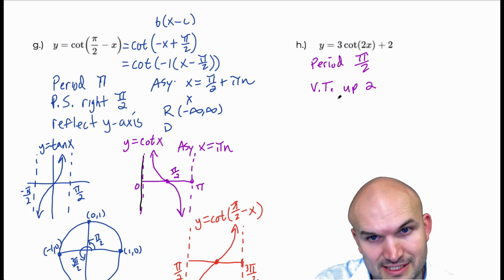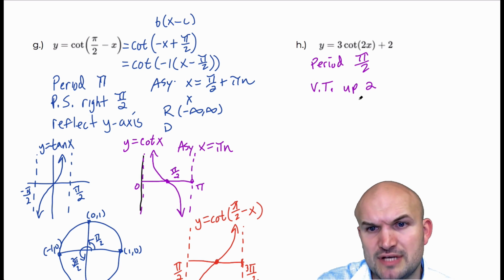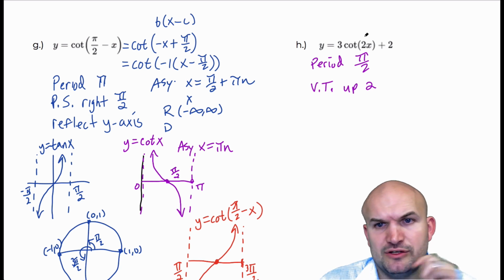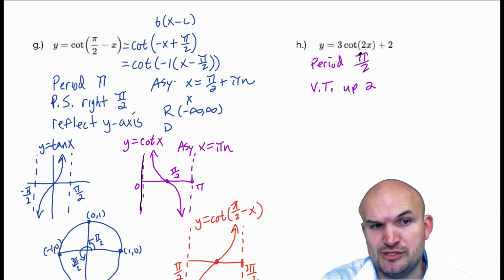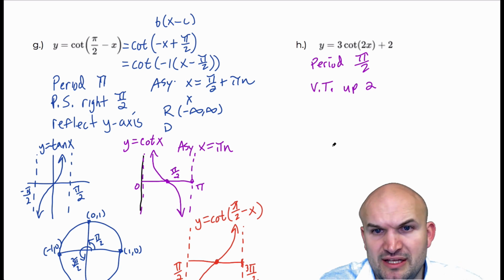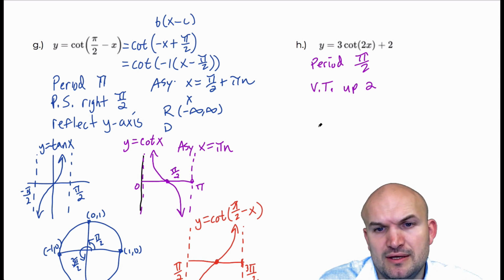Okay, so back into this. Vertical shift up 2. And then you can see there's no phase shift. We're just a change in period, and no reflections. So let's just go and take a look at the graph and see what we would have here.